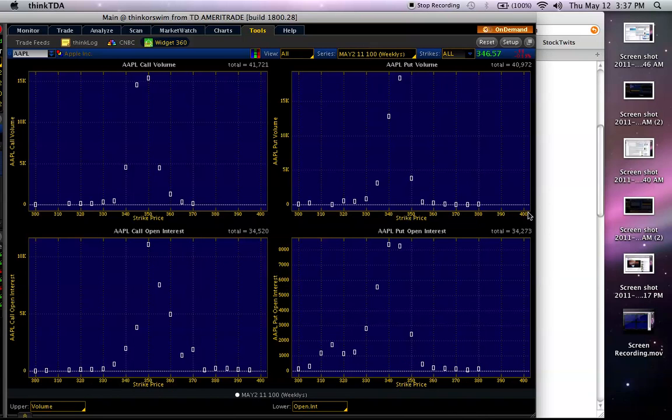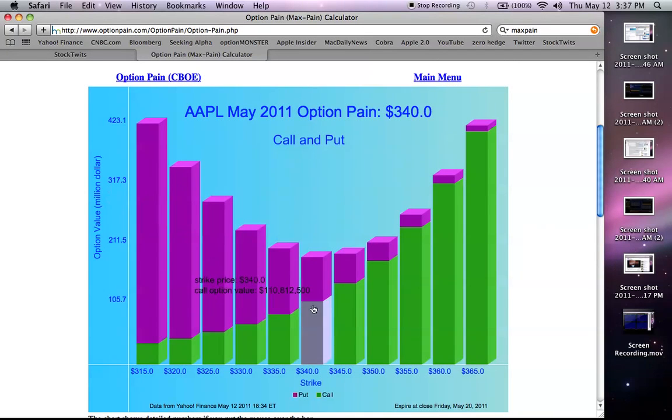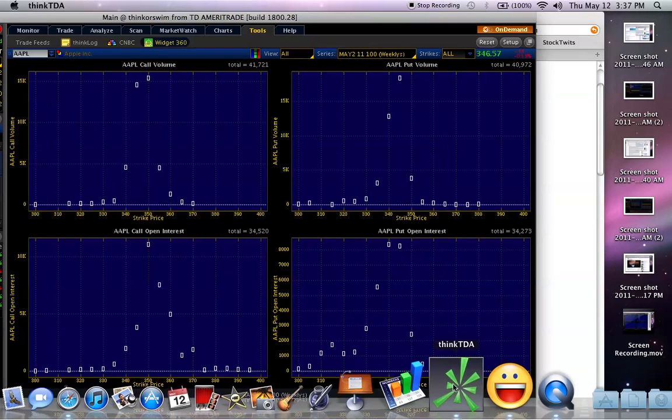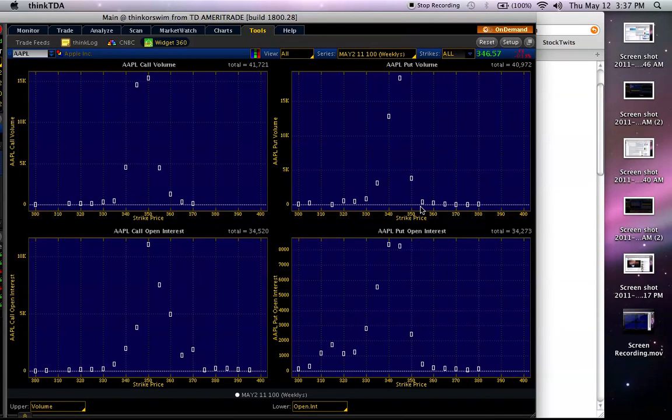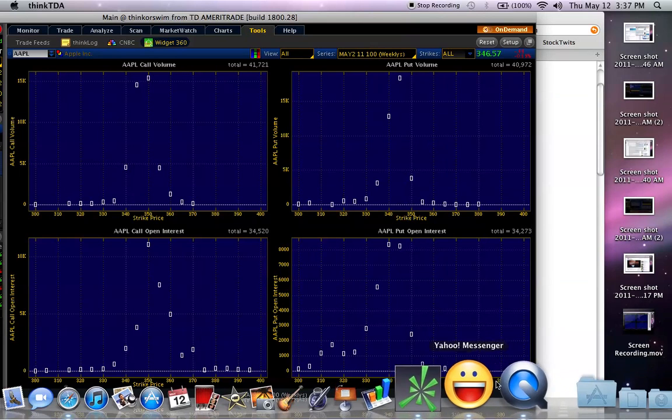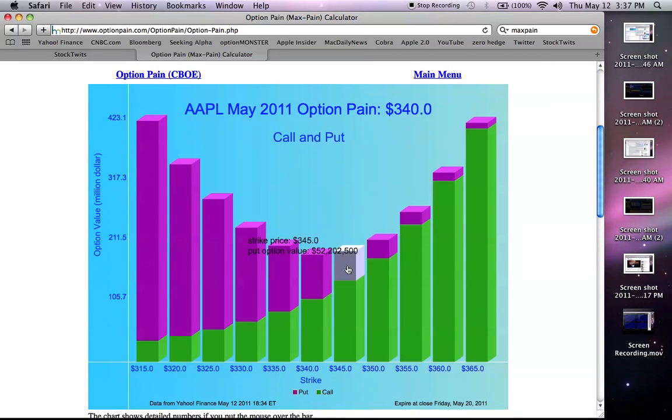What you've got to watch out for, what a lot of people do, is with this max pain calculator. So this is for the May monthly. I'm on the weekly. What you've got to watch out for though is this is cumulative. Say for example this May has been around for a year, and that's why there's so much interest on these. These are just irrelevant strikes.